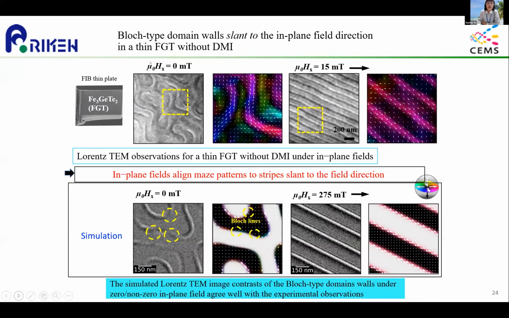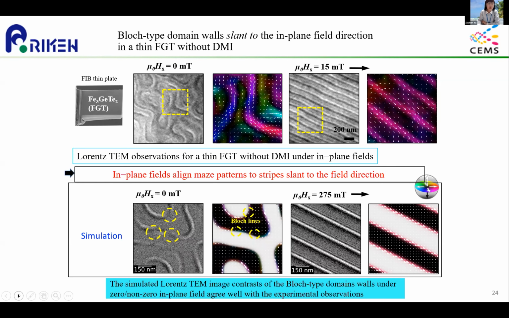And in contrast, in the pure FGT, you can see this in-plane field aligns this maze pattern to a stripe domain, but this stripe domain slants to the field direction. This is quite different to the Néel twist stripe domains.